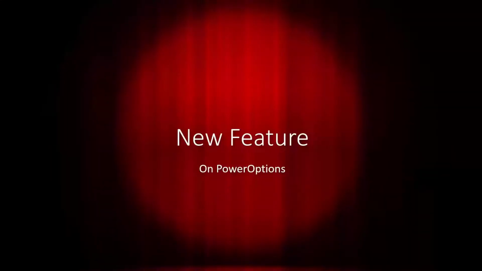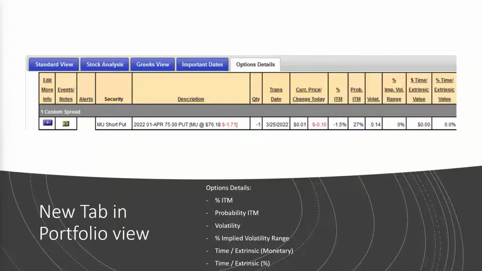All right, now there is a new feature that we just released here on PowerOptions. Not a whole new feature, but it is sort of an add-on, I should say, to the portfolio tools. So what we did is, when you have the portfolio tools, you have your standard view, so you can track your positions, the stock analysis view, which adds those 6 extra columns so you can see the current liquidation value versus future expiration value. We have the Greeks view, where you can see the sum of the delta, gamma, theta, vega, beta for your portfolio, and the important dates: when is earnings coming up, ex-dividend date, and so forth.